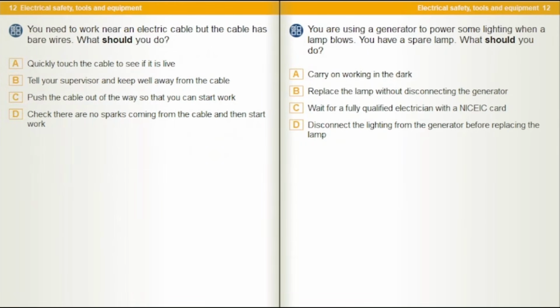You need to work near an electric cable, but the cable has bare wires. What should you do? Quickly touch the cable to see if it is live. Tell your supervisor and keep well away from the cable. Push the cable out of the way so that you can start work. Check there are no sparks coming from the cable and then start work.